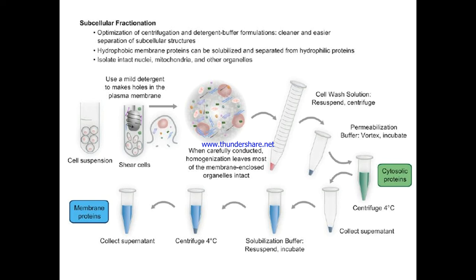Cytosolic proteins, we centrifuge, and we collect for the next step. We collect the supernatant and solubilization buffer. We use the solubilization buffer and then resuspend and again incubate, and after that we centrifuge at 4 degrees Celsius, and then after that we collect the supernatant. We obtain membrane proteins.